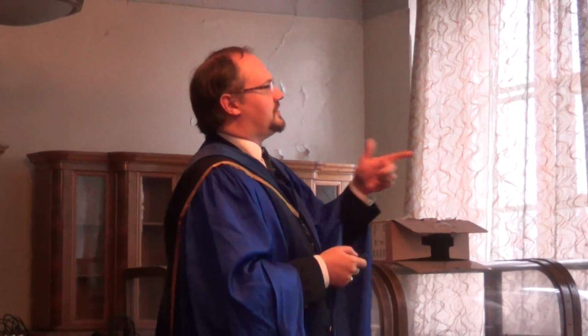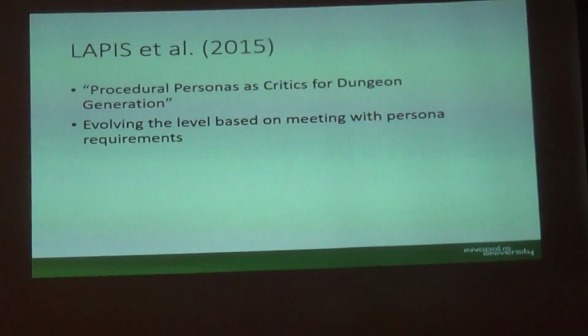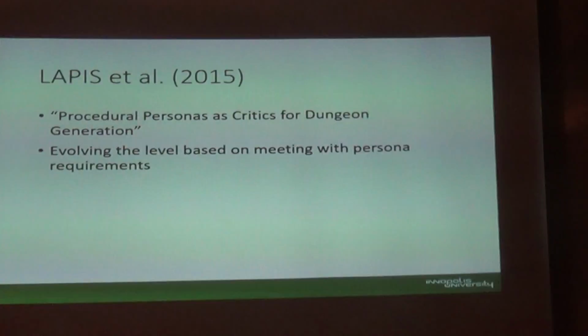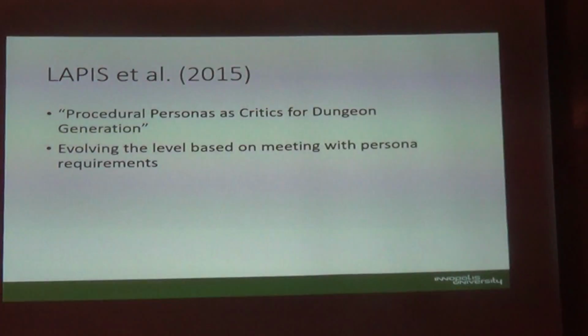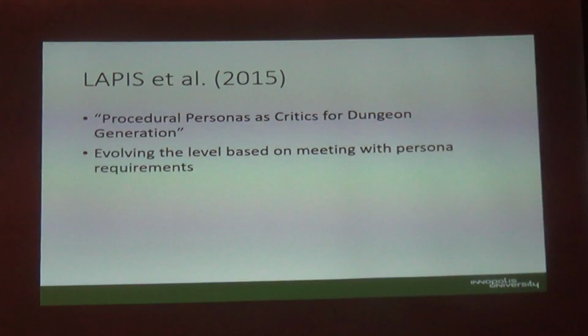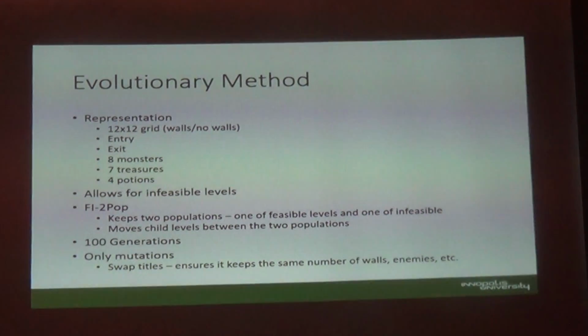And they did this also as part of critics for dungeon generation. So now they said, okay, we have these clones, we have these personas, let's make some dungeons and see what they say of them. Does the killer say, I don't like this level because I can't kill enough? Or does the runner say, this level is impossible? So again, they had this same sort of representation.